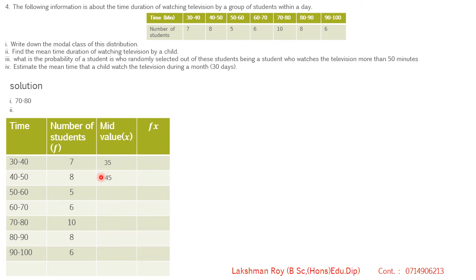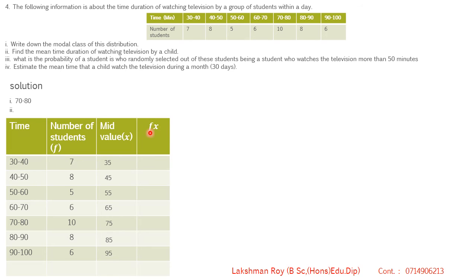So what you can see here is that you can easily find the mid value. The mid value of 50 to 60 is 55, 60 to 70 is 65, 70 to 80 is 75, 80 to 90 is 85, and 90 to 100 is 95. So easily you can find them. Now we have to take the product.